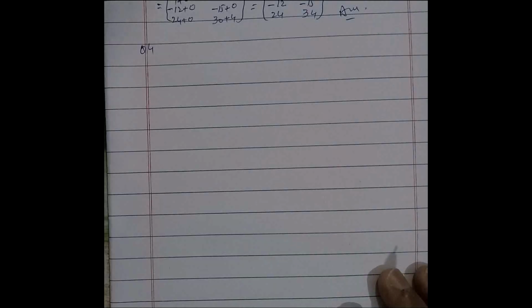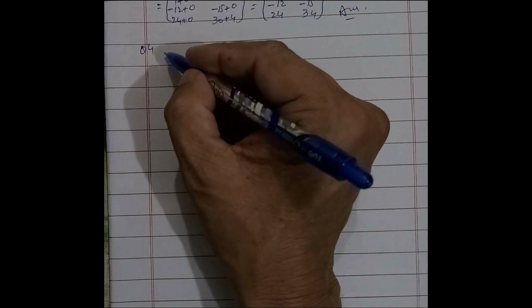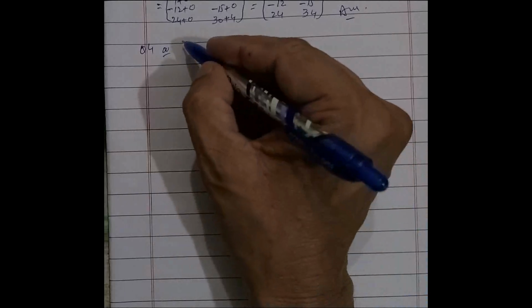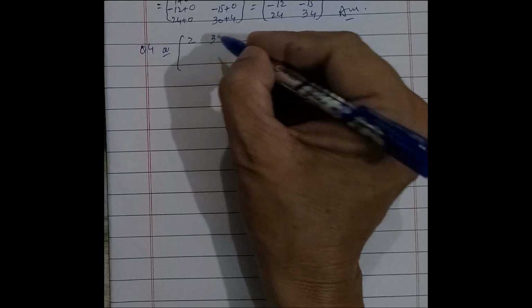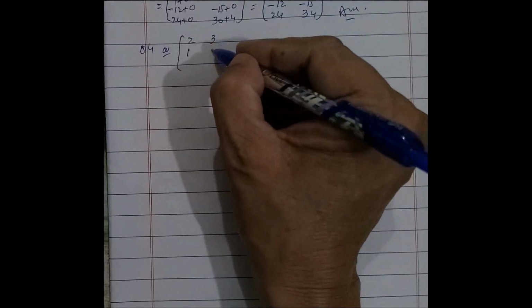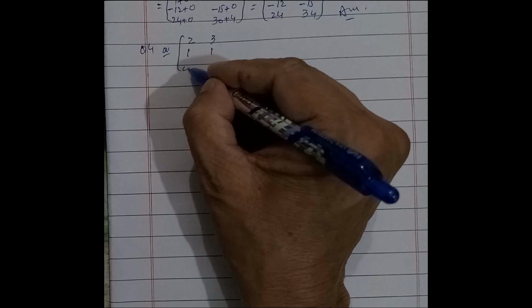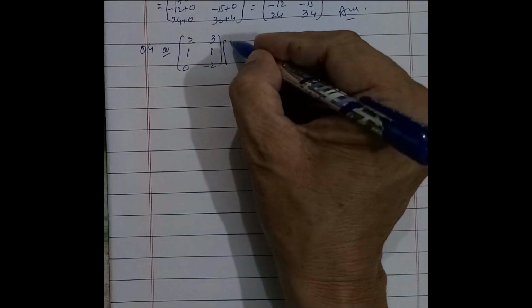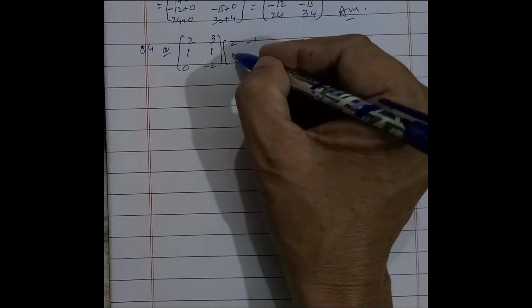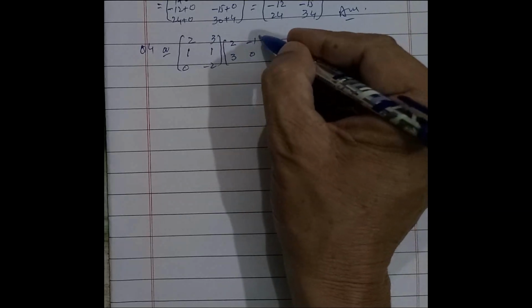In which multiply the following matrices, same matrices as in question 3. Now we solve it. The first part, which is A part, multiply these matrices, which are 2, 3, 1, 1, 0, minus 2. And the second matrix is 2, minus 1, 3 and 0.